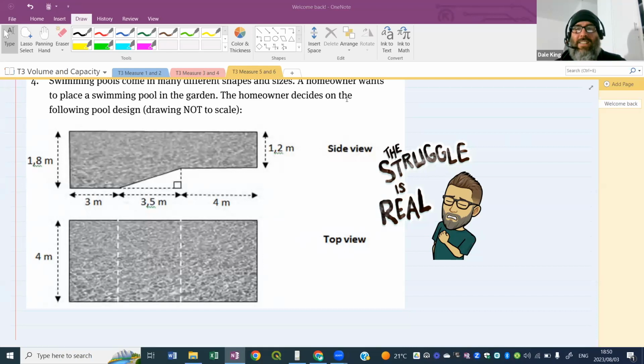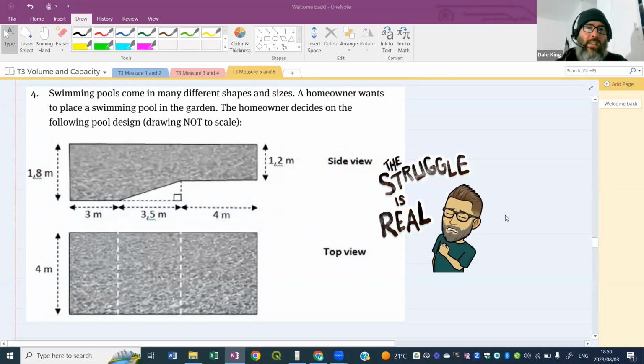All right. Okay, guys, we've got one more question left. It's a challenge. The struggle is real. I hope you're ready for this one. All right, I'm going to read it. It says, swimming pools come in many different shapes and sizes. A homeowner wants to place a swimming pool in the garden. The homeowner decides on the following pool design. Just remember that the drawing's not to scale.